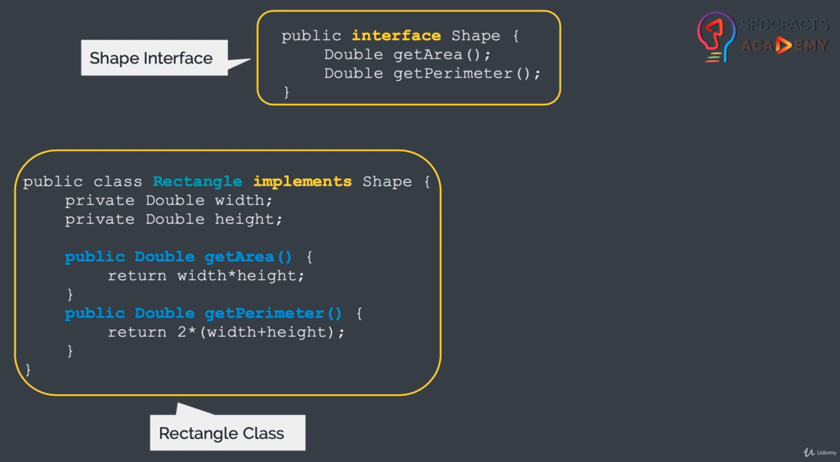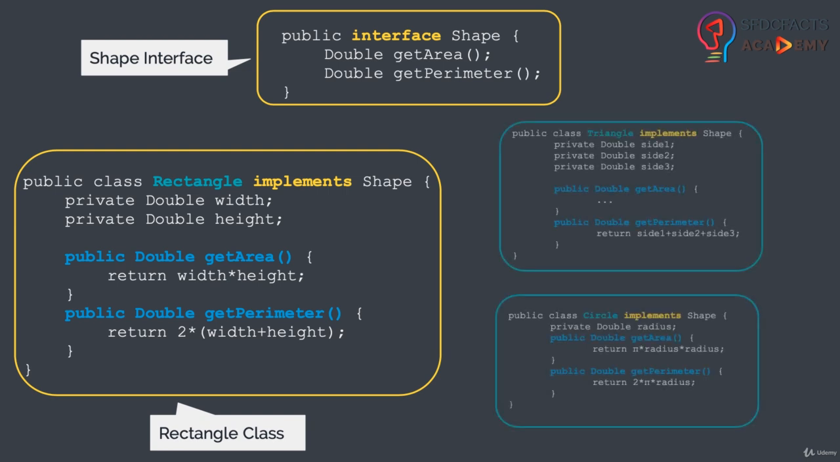Very similar to this, you can have other classes like triangle and circle as well, which have their own logic to calculate the area and the perimeter. So remember, if a class inherits an interface, you must give the definition to all the methods which are declared in an interface. If you do not give the definition to these methods, you will not be able to save your code and you will get a compile time error.